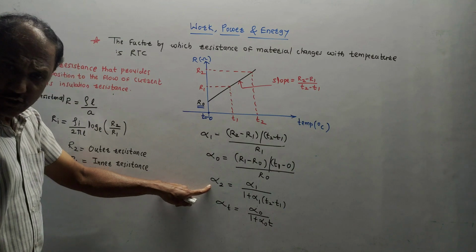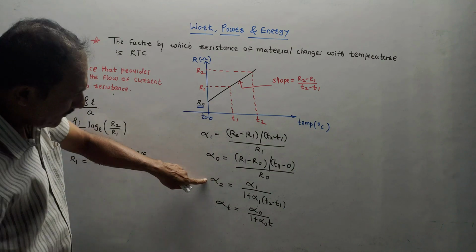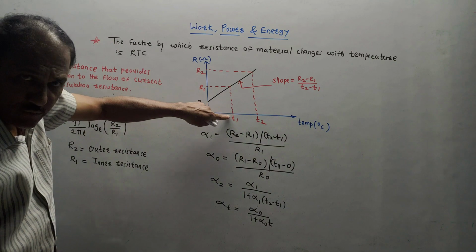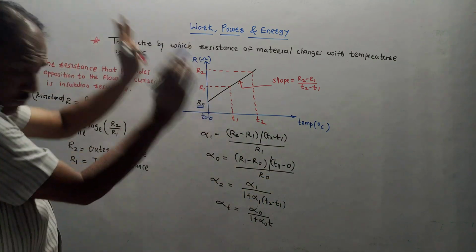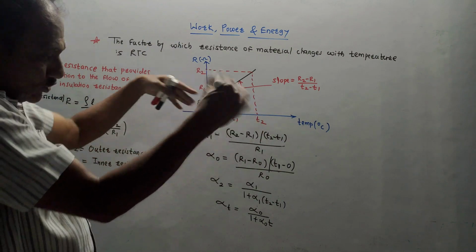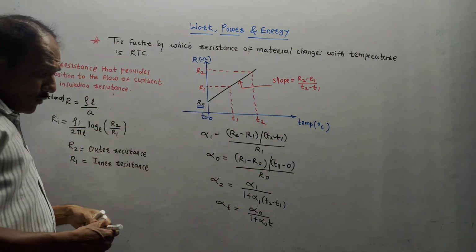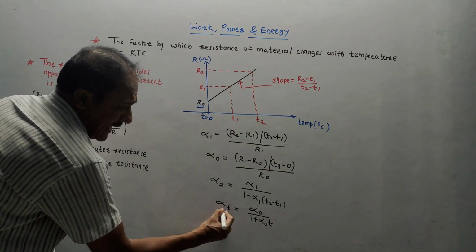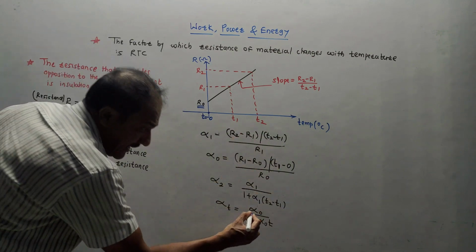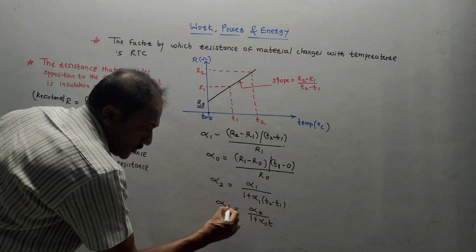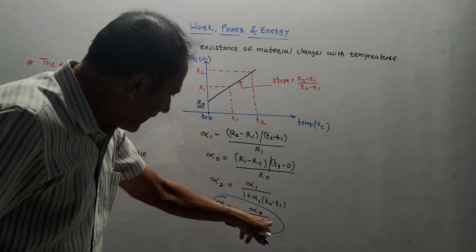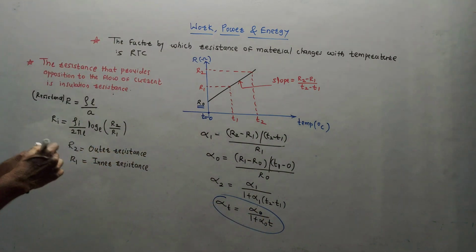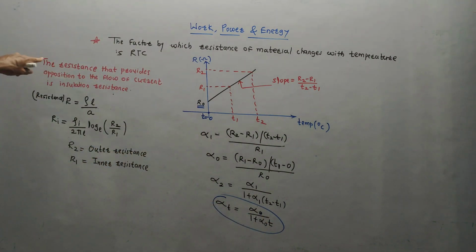Now the next is the formula between alpha 2 and alpha 1. Alpha 2 is the coefficient at T2, alpha 1 is the coefficient at T1. This is the relationship between alpha 2 and alpha 1. All these formulas are required while solving the numericals. And last, if you want to calculate any value of alpha, say alpha 2 or alpha 1, related to alpha 0, then you need to make use of this formula.